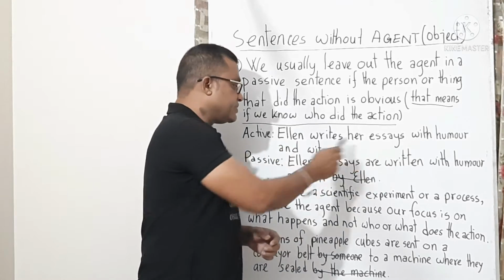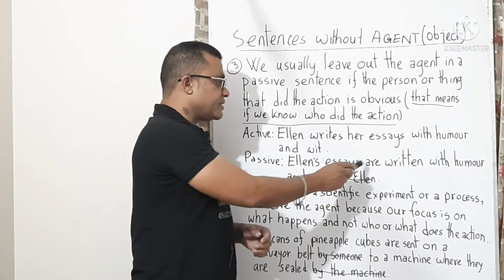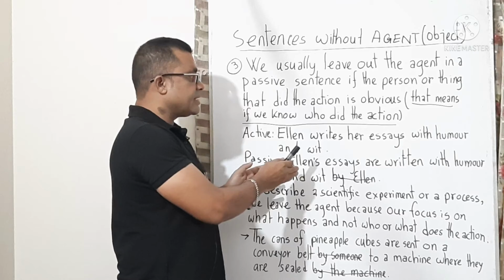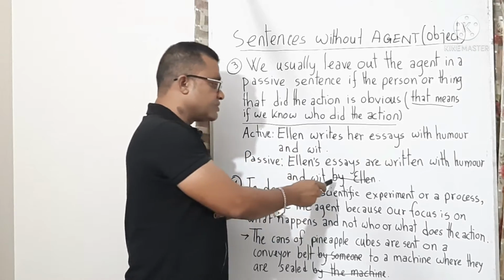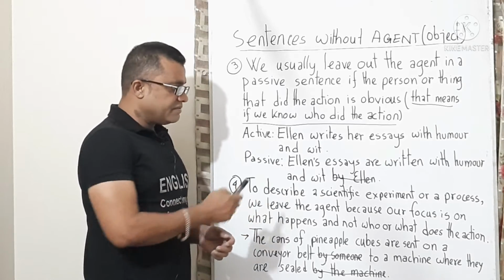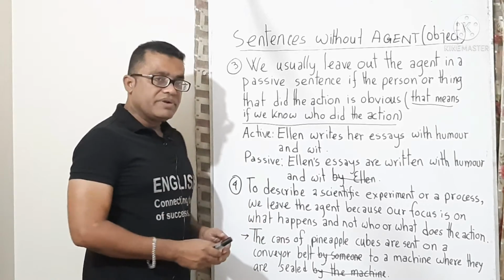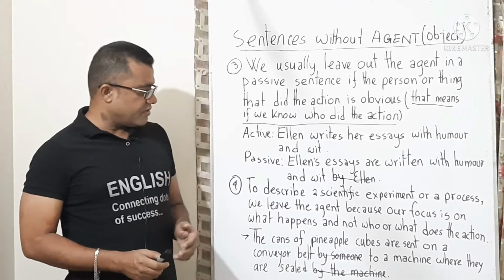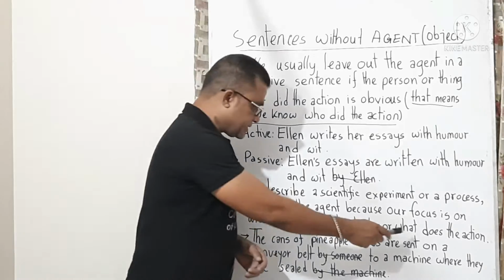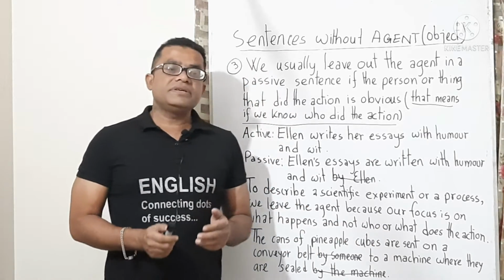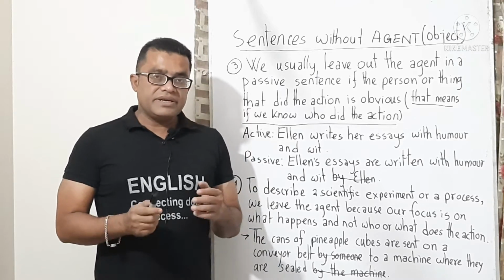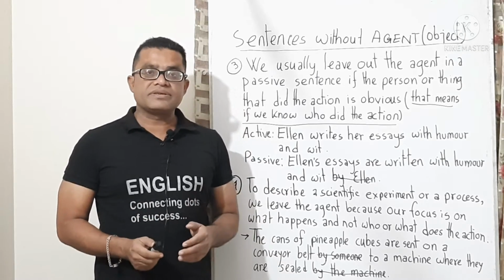Ellen writes her essays with humor and wit. Ellen's essays are written with humor and wit. This is the passive. As we know about the agent or who did the action, so we can leave it out. Rule number 4. To describe a scientific experiment or a process, we leave the agent because our focus is on what happens and not who or what does the action. If we give our focus to the action, then it is not necessary to know who did the work.